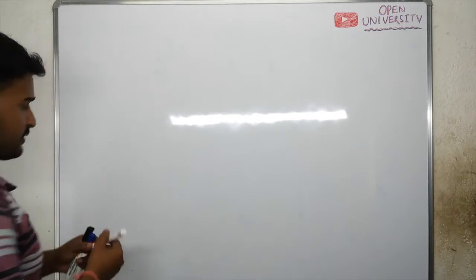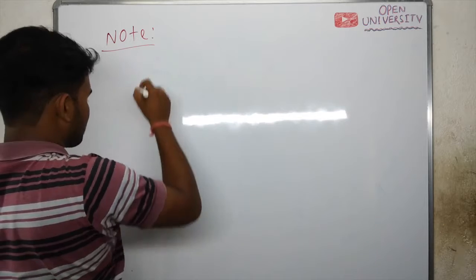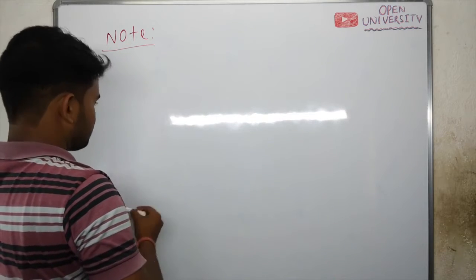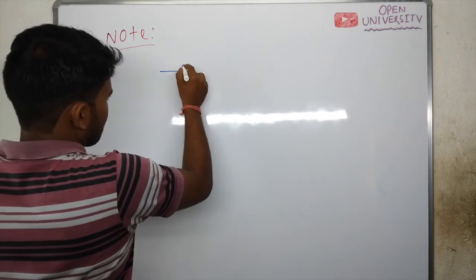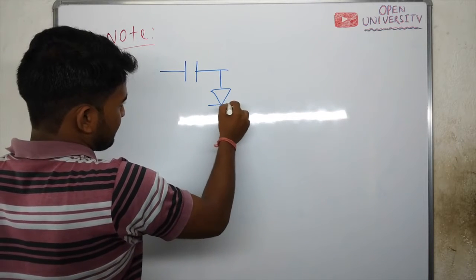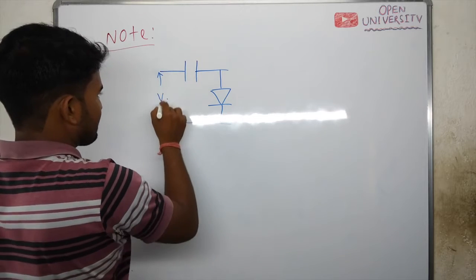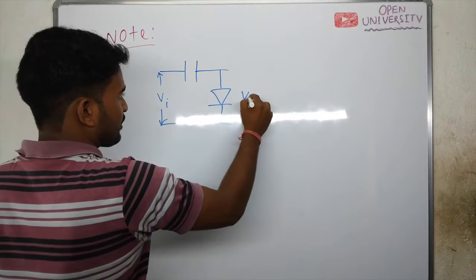Now see, write down one note here. Give the heading, note. See, this is your ideal negative clamper. Input voltage VA, and this is your output voltage V0.